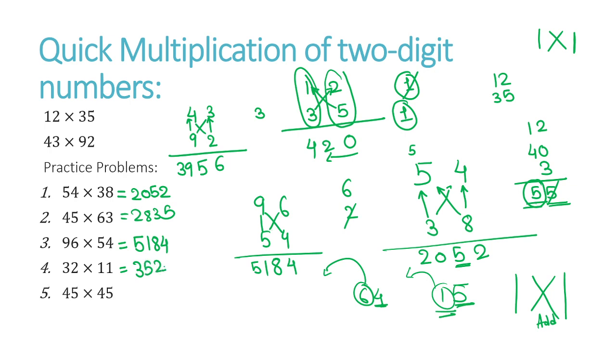The last one is 45 into 45. And I request, don't go for your traditional method. What we are learning over here is the Vedic method, which helps you increase your speed.